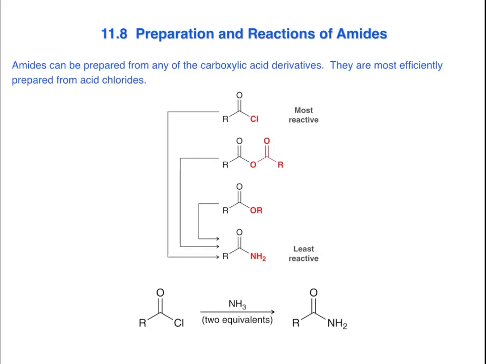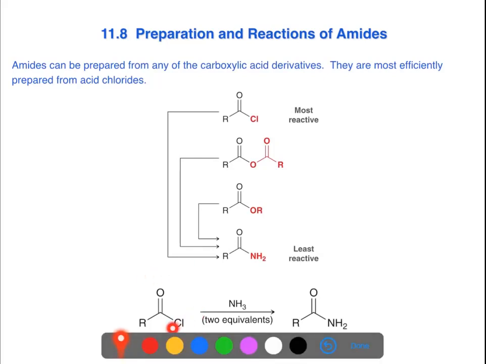We've seen previously that if we have an acid chloride and we react it with ammonia, in a 2-to-1 ratio, we will form the unsubstituted amide at the nitrogen center. We can also carry out the same reaction with a primary or secondary amine if we wish to have substitution at this nitrogen.